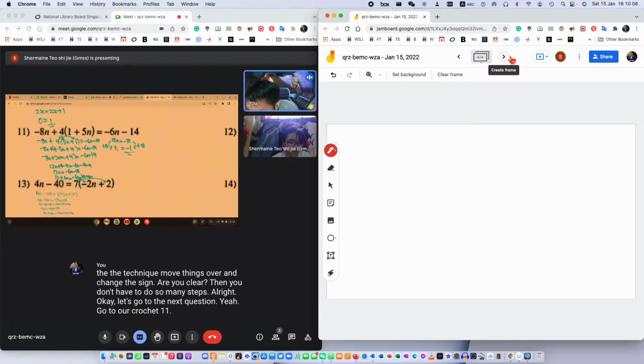Alright, let's look at this. So first thing first, you open the brackets, and after opening the bracket you get this, okay, which is good. You have plus 4. You get rid of the plus 4 by minus 4 on the left and right. So you have this, and then you move it over.